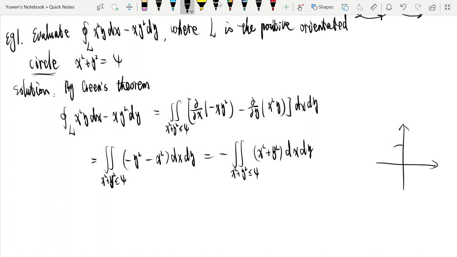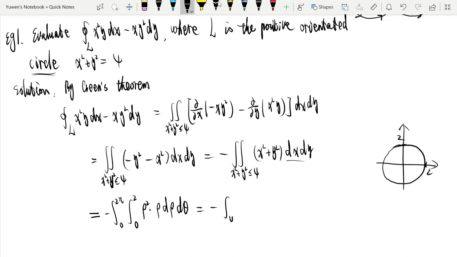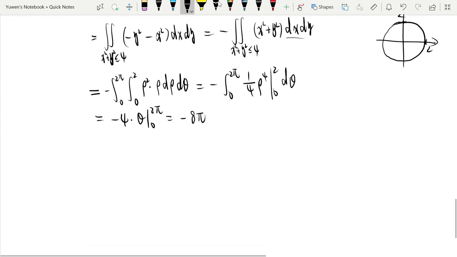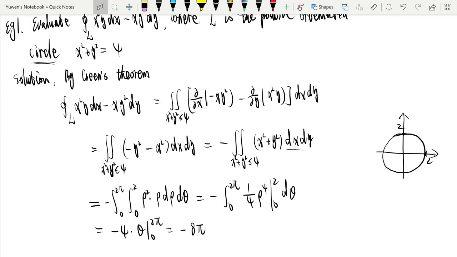Because the domain is a circle of radius 2, we use polar coordinates. Theta goes from 0 to 2 pi, and rho is from 0 to 2. x squared plus y squared is rho squared, and dx dy is rho d rho d theta. That is negative the integral from 0 to 2 pi of one fourth rho to the fourth from 0 to 2 d theta, that is 16 over 4, negative 4 times theta from 0 to 2 pi, that is negative 8 pi. That's the closed curve. The Green theorem is always used for closed curves.